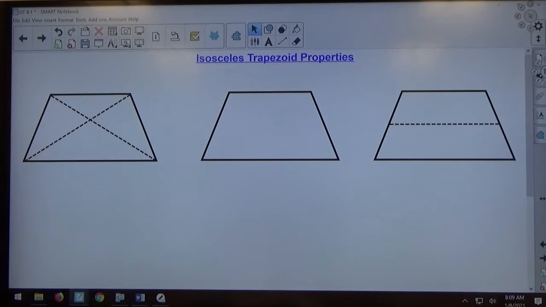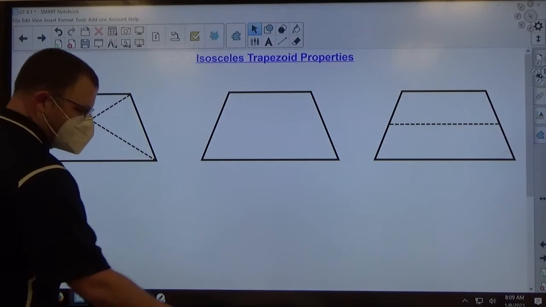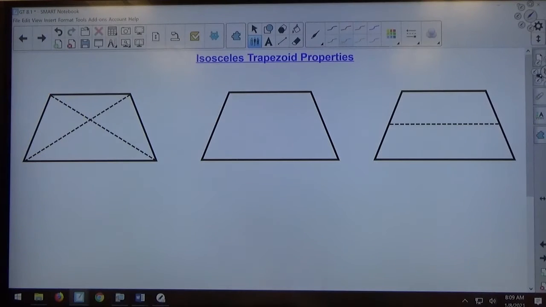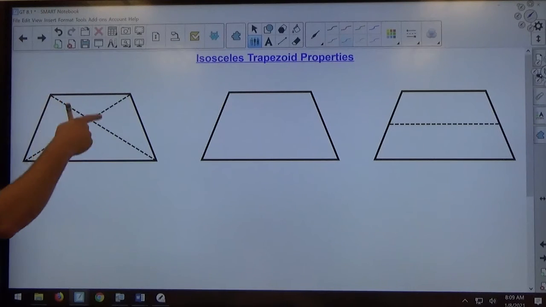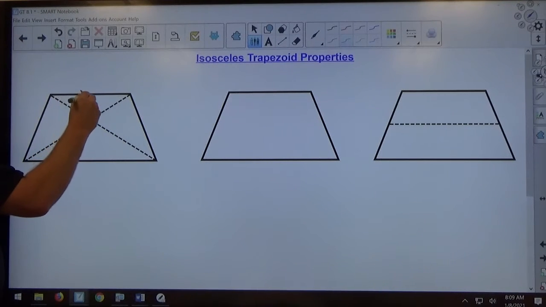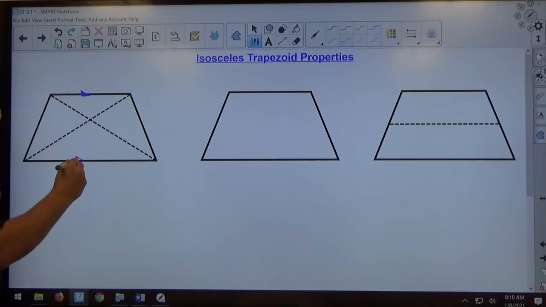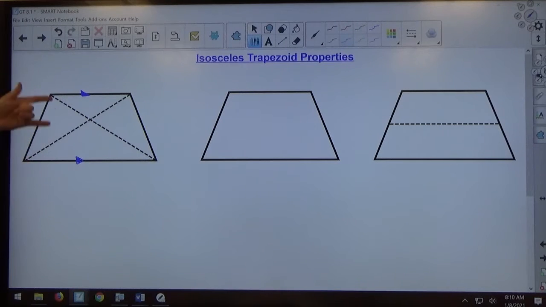Today's lesson is going to be about isosceles trapezoids, and first off, a trapezoid, if you don't know already, is a four-sided polygon such that exactly one pair of sides is parallel. So you're going to get a parallel set of sides. It's usually pretty obvious which side it is that's parallel. The ones that are converging towards each other. So these are the parallel sides.